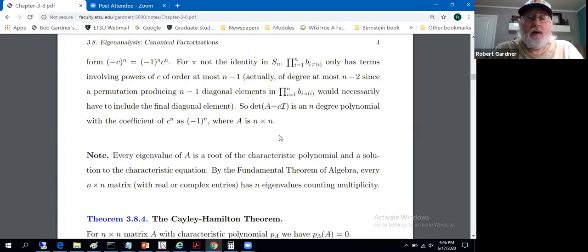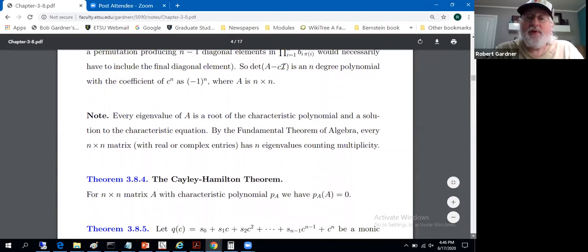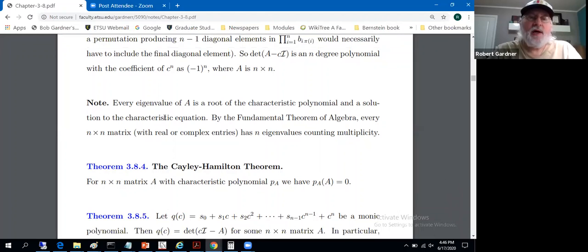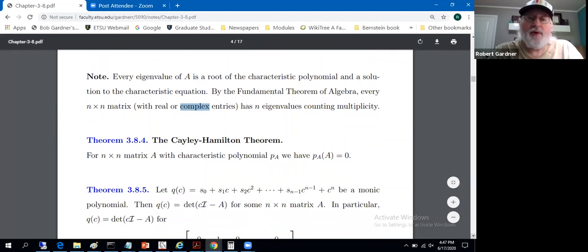So can you find n roots for an n-degree polynomial? Fundamental theorem of algebra says I can if you'll let me count things a certain way. Every eigenvalue of matrix A is a root of the characteristic polynomial and a solution of the characteristic equation. Fundamental theorem of algebra tells you you're going to have n eigenvalues if you'll count multiplicity and you'll let me use complex numbers. So this is where the unavoidability of complex numbers comes in the conversation of eigenvalues. Fundamental theorem of algebra tells you an n-degree polynomial has n roots, counting multiplicity. But you're going to have to use complex numbers for those zeros to exist, those roots of that polynomial to exist, for those eigenvalues to exist. So that's where the complex numbers are unavoidable.